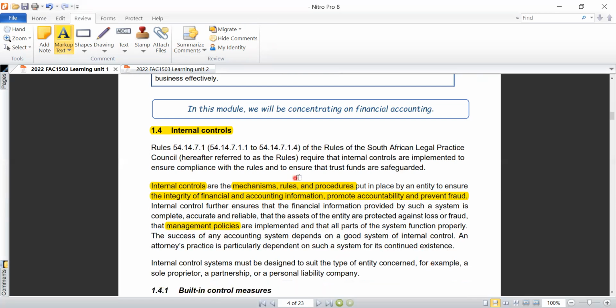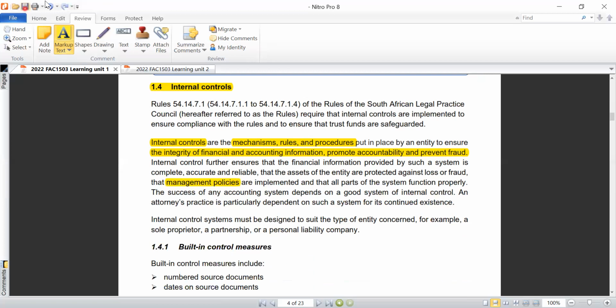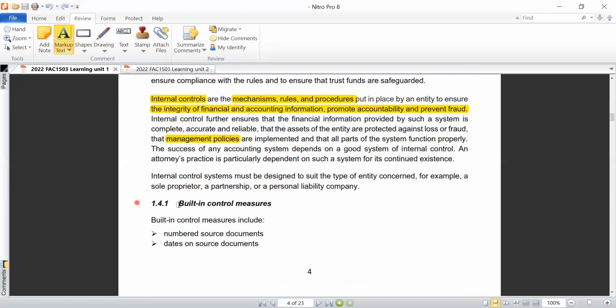So in any case, for the purpose of this module, there are two groups or classifications of internal controls that you need to know. You've got what you call built-in control measures. Built-in internal control measures are programmed under normal circumstances. When you are creating documents, they're programmed within a system so that when you produce certain documents, they are already there. So these are built-in internal control measures.